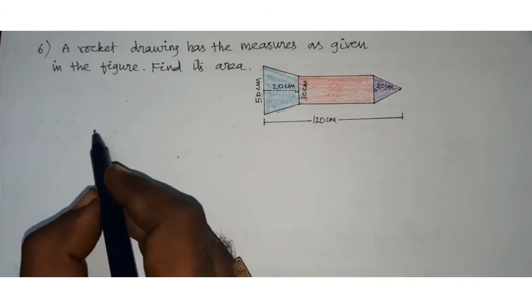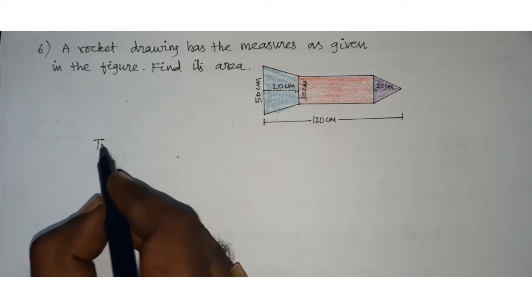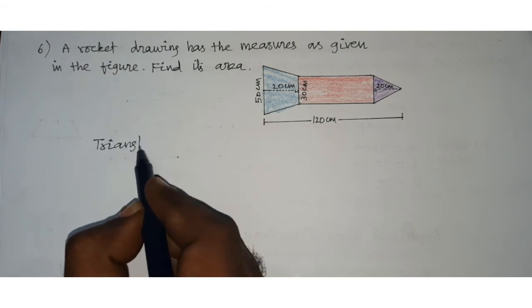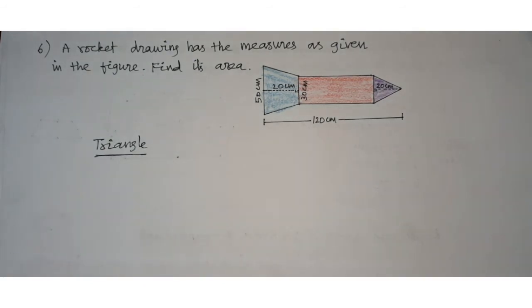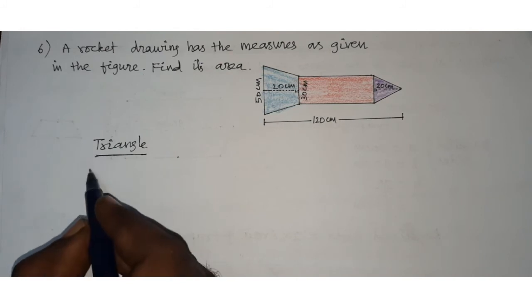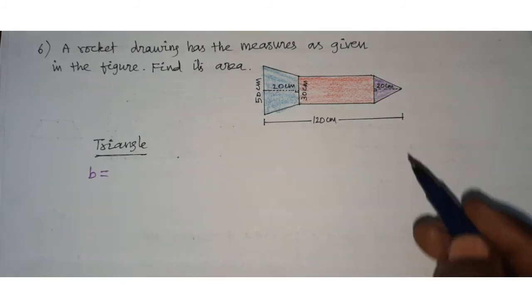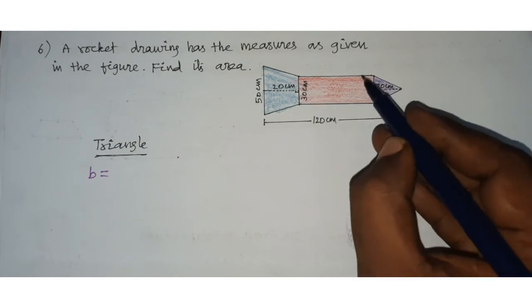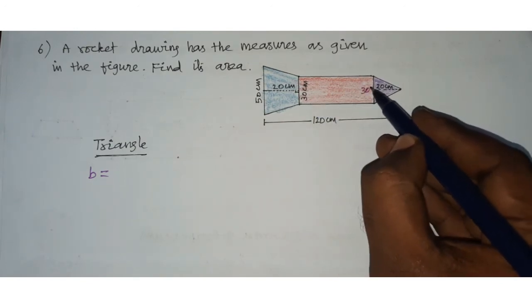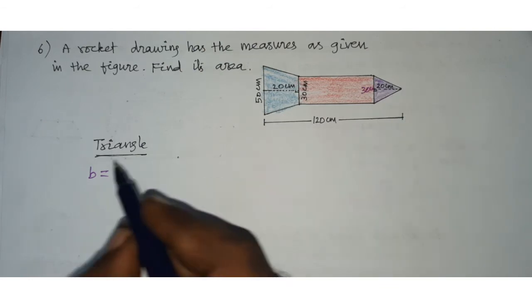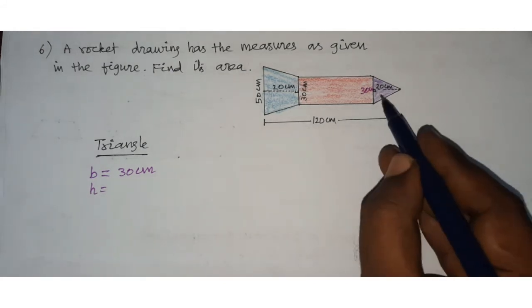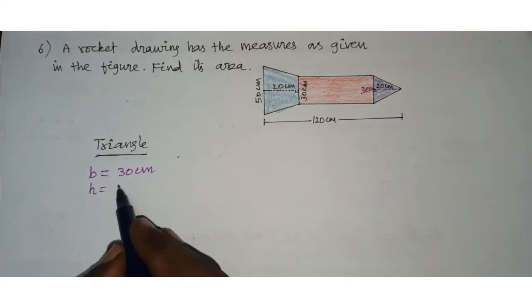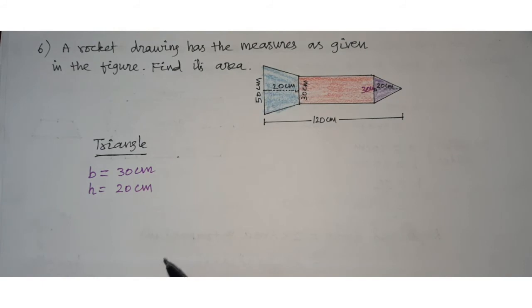So, first put the heading. What is given? First, the triangle. To find the area of a triangle, what do we need? Half into base into height. So, base equal to, here in this diagram, remember students, this 30 centimeter will also come. Therefore, base equal to 30 centimeter and height equal to 20 centimeter, which is given. So, for the triangle we need base and height, we got it.